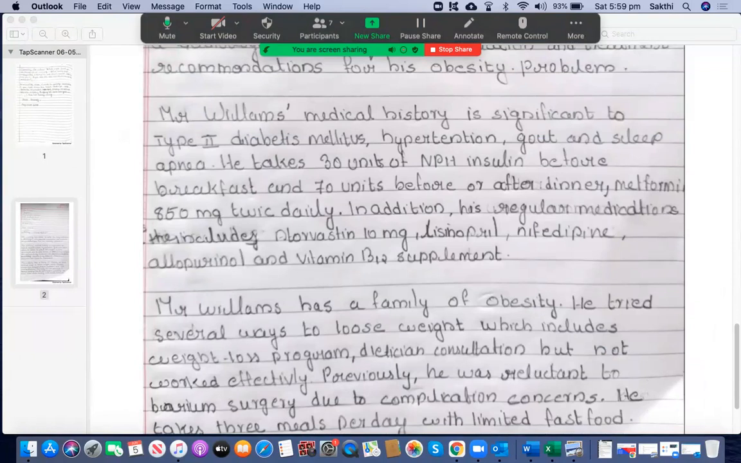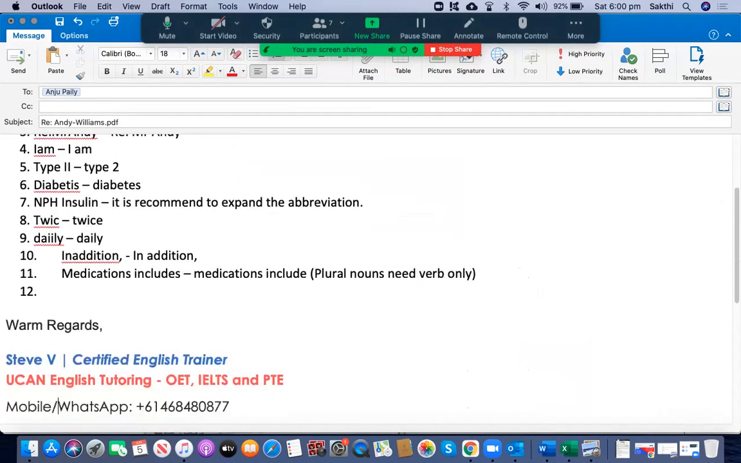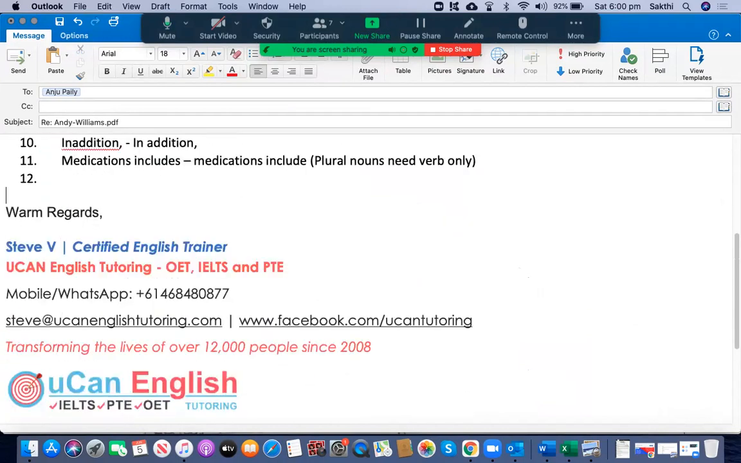The reason is that, look at this, it's "medications". This is a plural noun. A plural noun doesn't need the verb plus s. Plural nouns need only the verb. So "medications includes" is wrong. You have to write "medications include". Always, plural nouns need the verb only, in the present tense. So you should write "medications include". That's it.